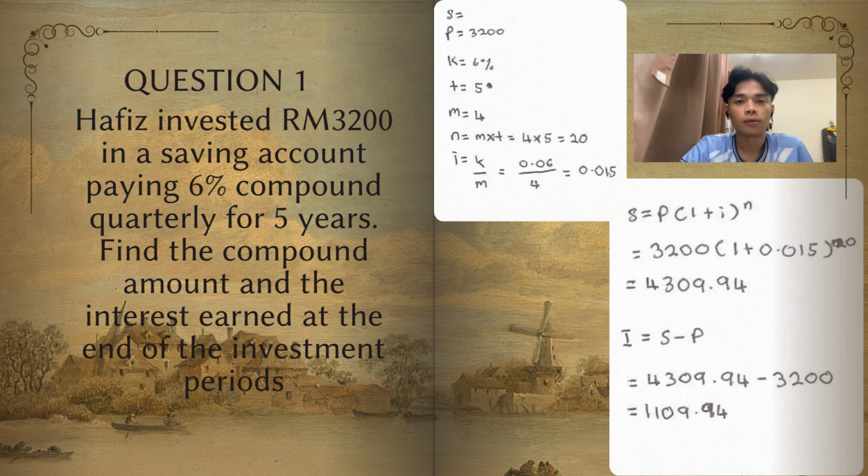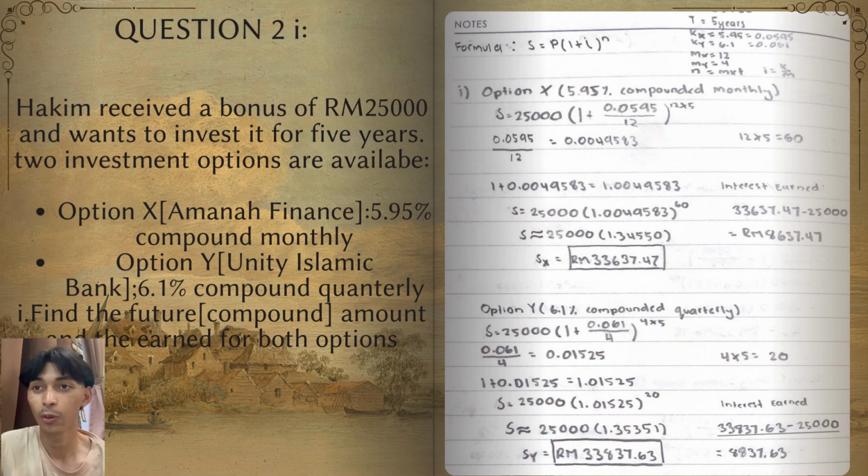S is 4,309.94 and minus P, 3,200, and equals 1,109.94. And the compound amount that Afi gets is 4,309.94, and the interest earned at the end of the investment period is 1,109.94.